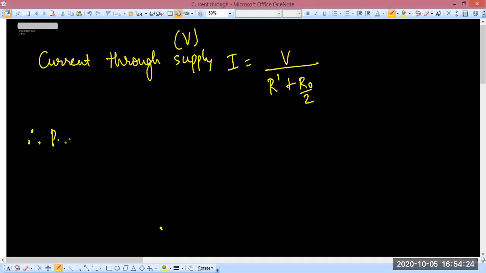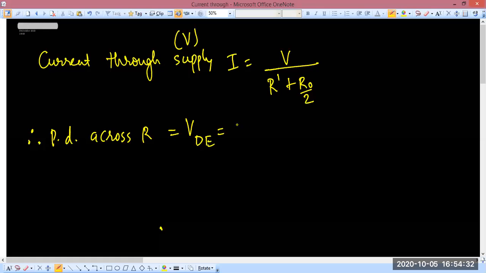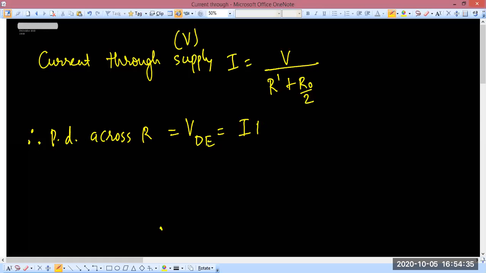Therefore potential difference across R, that is equal to VDE, that is equal to I into R dash. The reason is that in parallel the voltage is the same. Clear this step? I'm waiting for you, everyone. Can you please say yes or no? Keep looking at the figure, everything is from the figure.